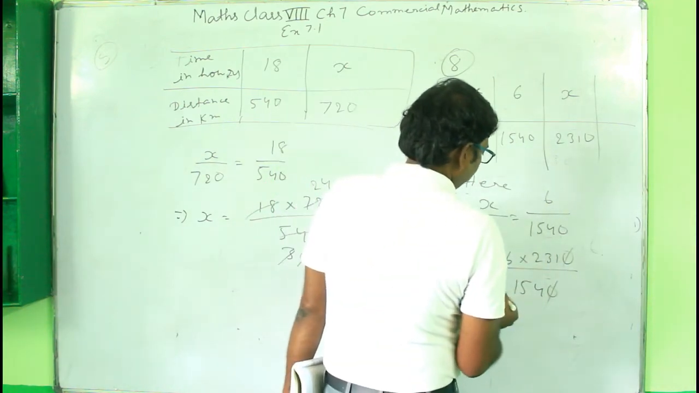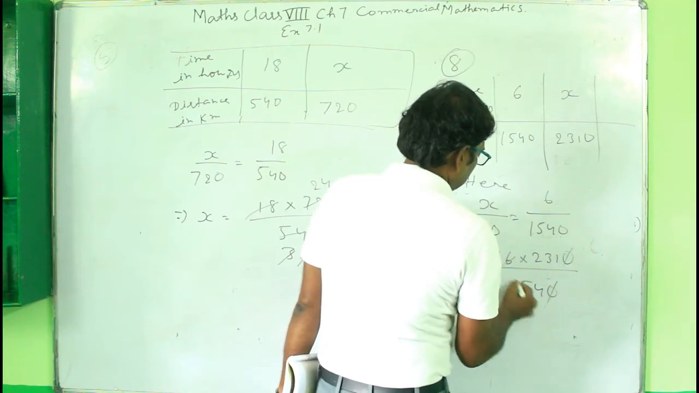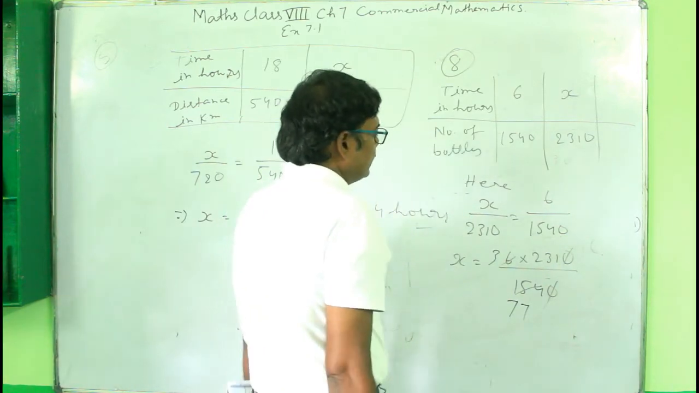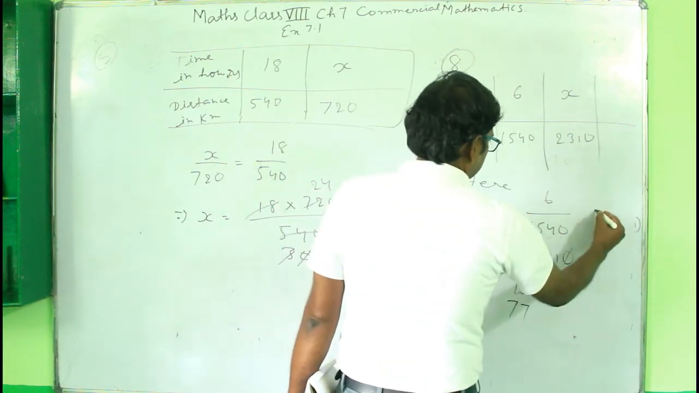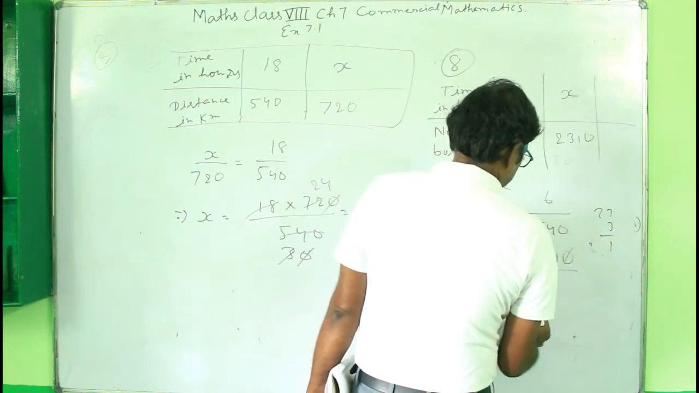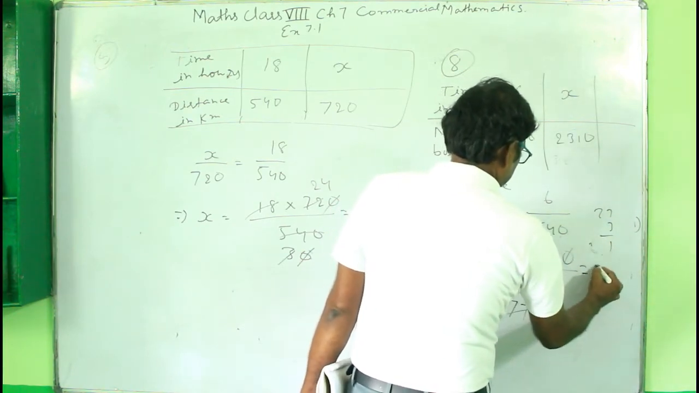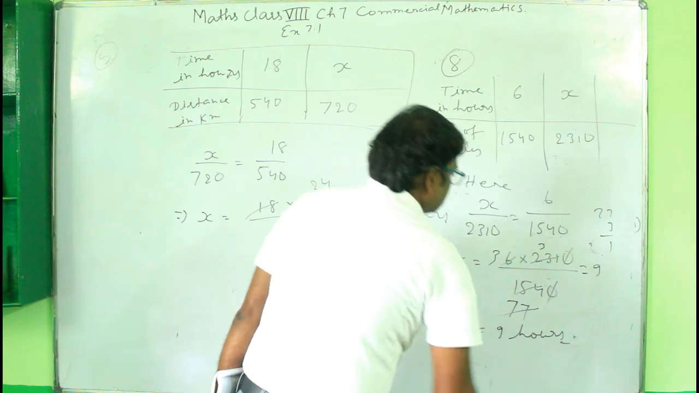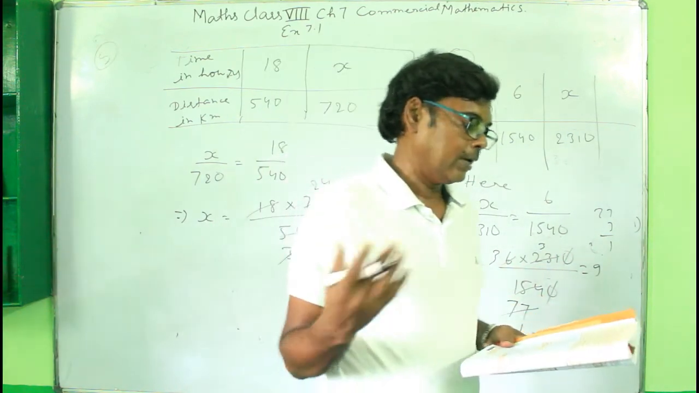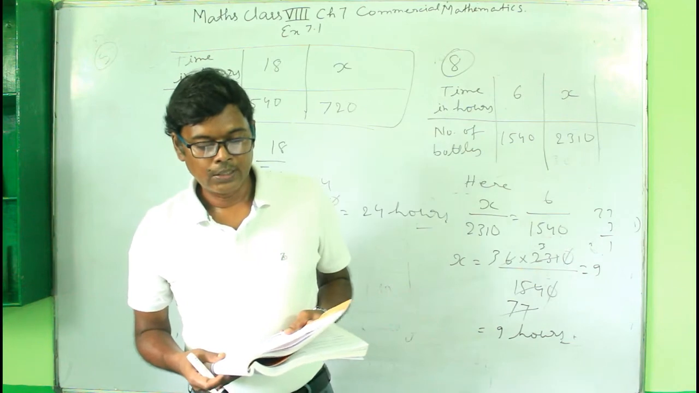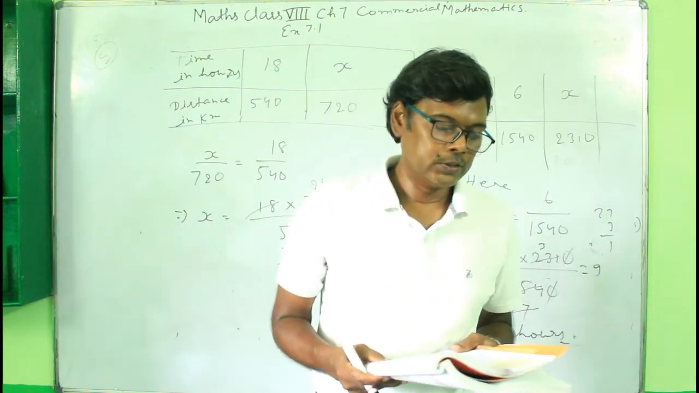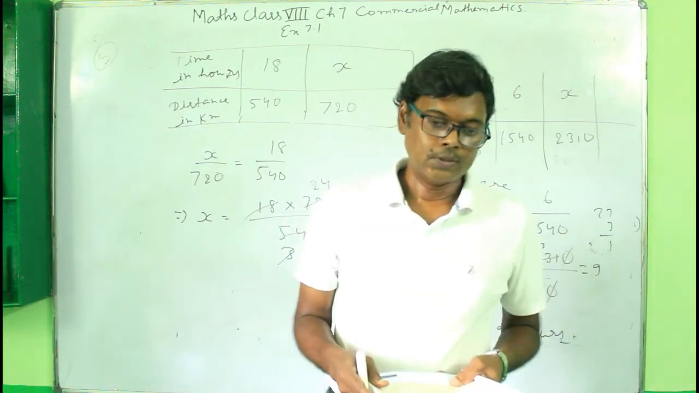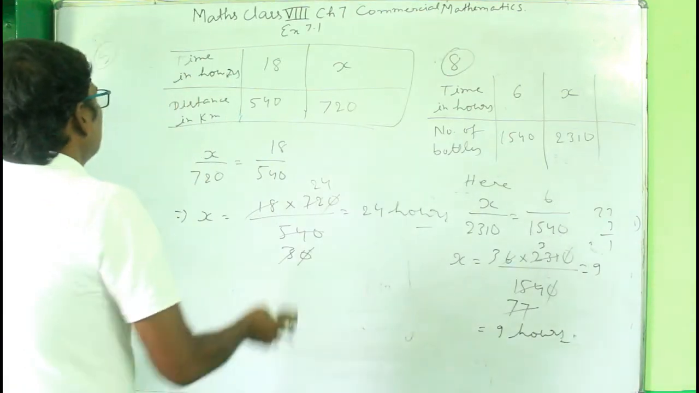So then 7. So the time is equal to 9 hours. This is the time taken to cap the 2310 bottles. So this is the end of this exercise, and then the new exercise is 7.2. Exercise 7.2 now.